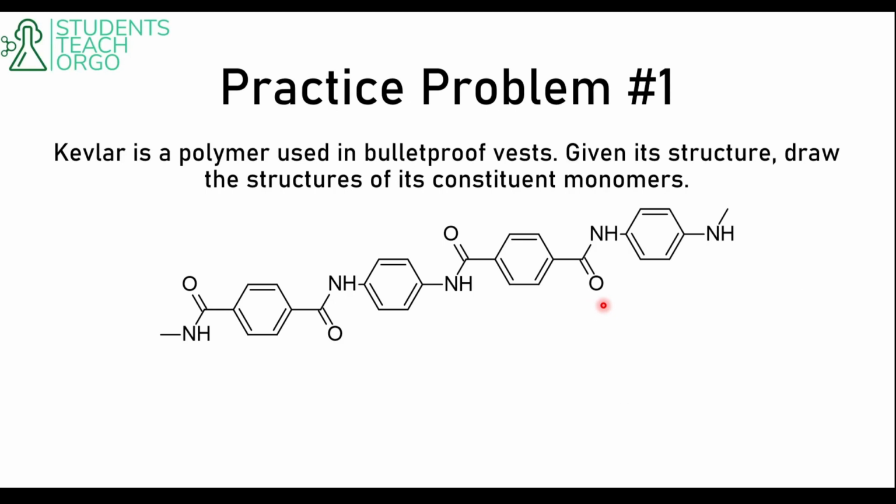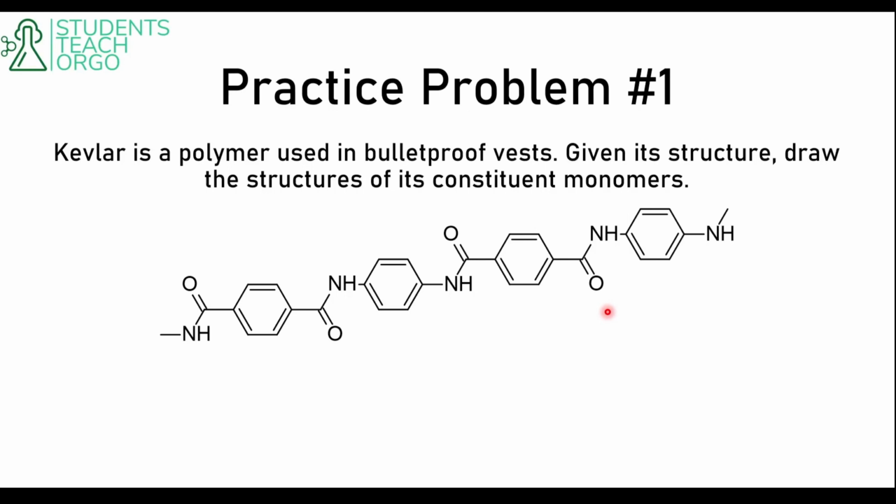We'll get into some practice problems now. So go ahead, you can try this one for yourself, and pause the video, and when you're ready you can come back. Okay, so Kevlar is a polymer used in bulletproof vests. Given its structure, draw the structure of its constituent monomers.